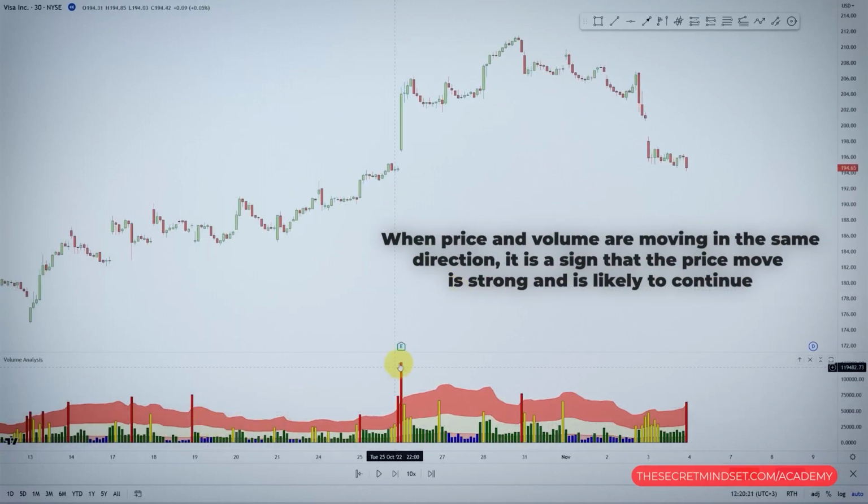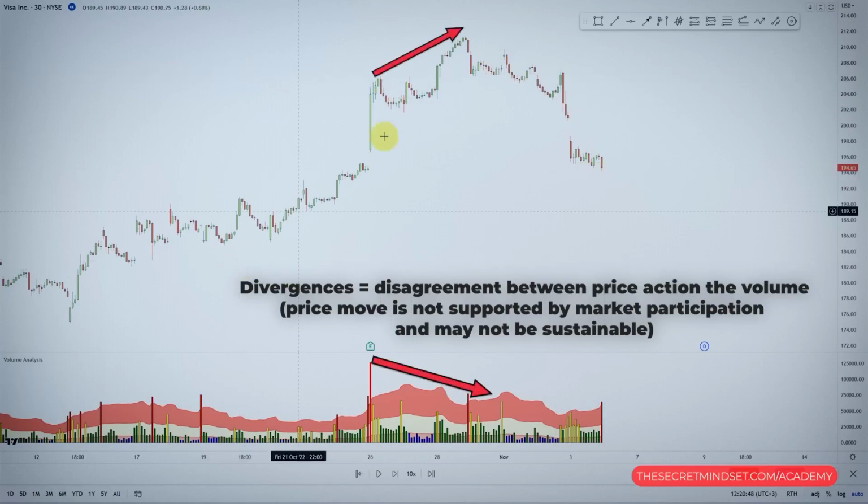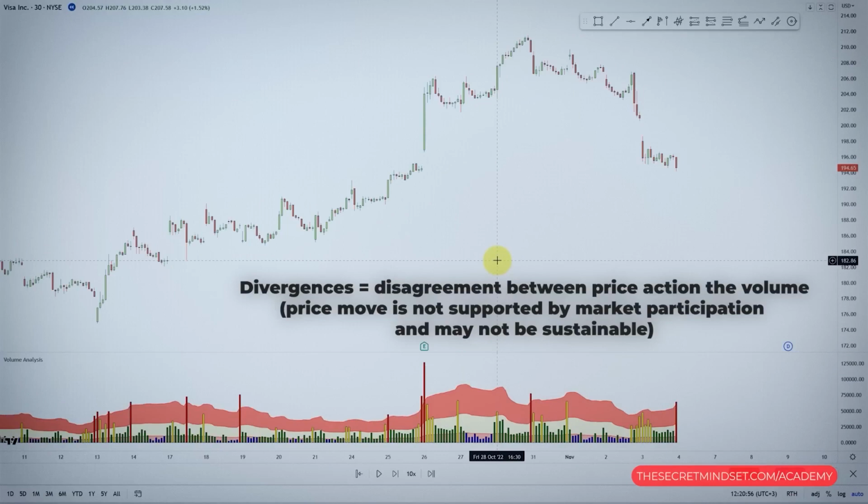For example, if a market is in an uptrend and there is a significant increase in volume, it's a sign that the uptrend is likely to continue. Divergences between price and volume occur when there is a disagreement between the price action and the volume of that market. This can indicate that the price move is not supported by the market participation and may not be sustainable. For example, if a market is in an uptrend, but the volume is decreasing, it's a sign that the uptrend may not continue. So, VSA is the second component of our smart money trading plan.